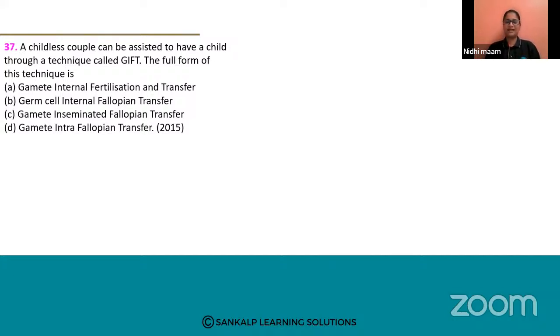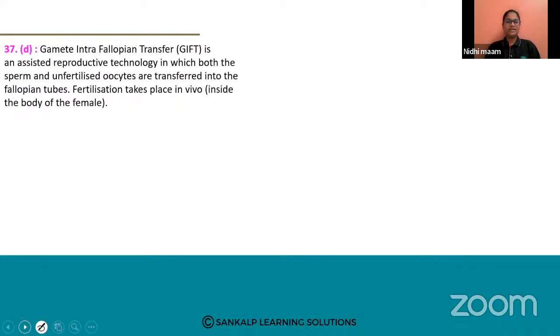Abhilash answered it. Most of you voted for option D, that is gamete intrafallopian transfer. JNV Bagalkote also voted for option D. It is a right answer. So gamete intrafallopian transfer means what? It is one of the examples for ART, that is assisted reproductive technology.